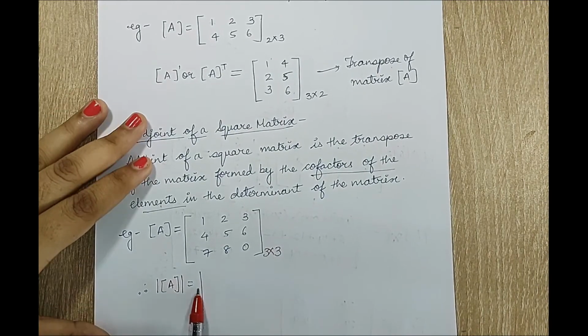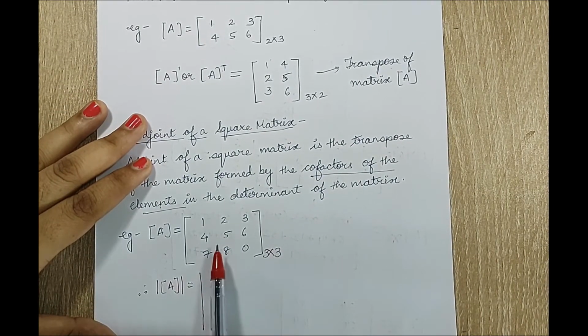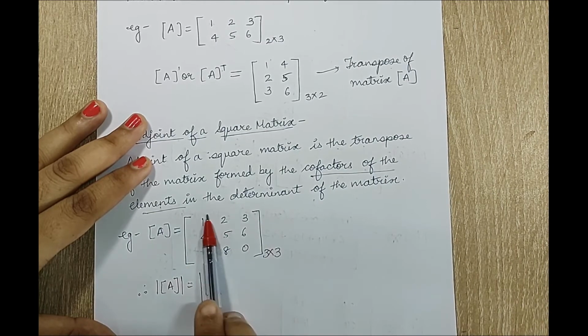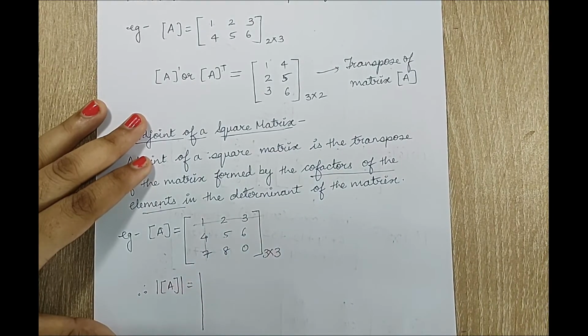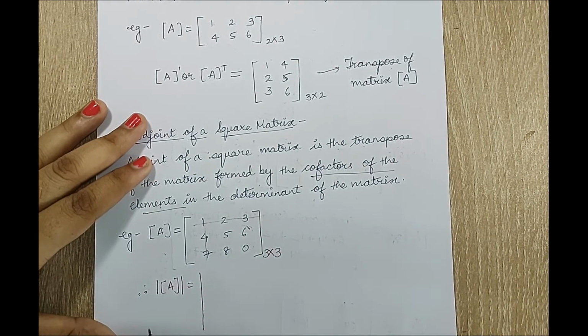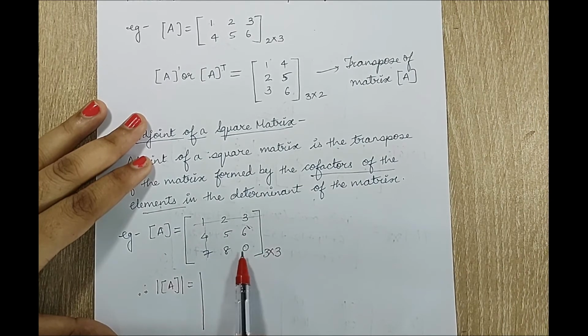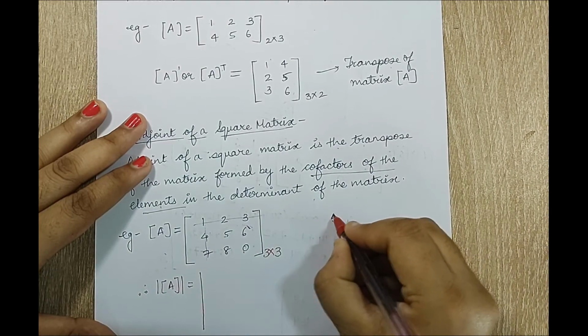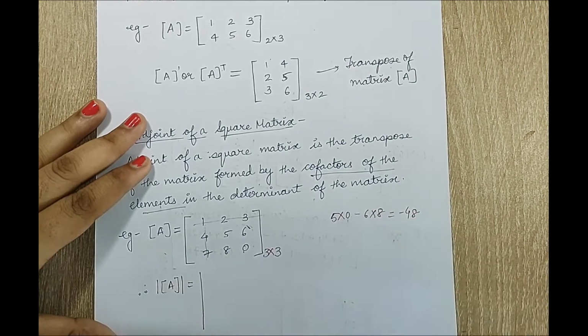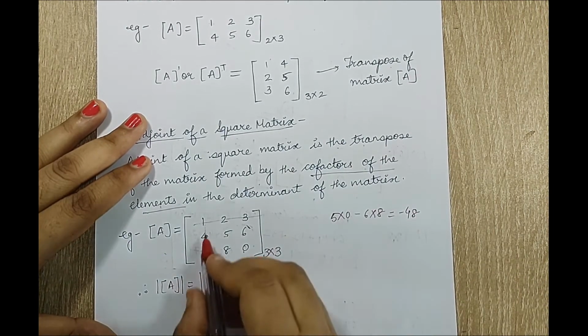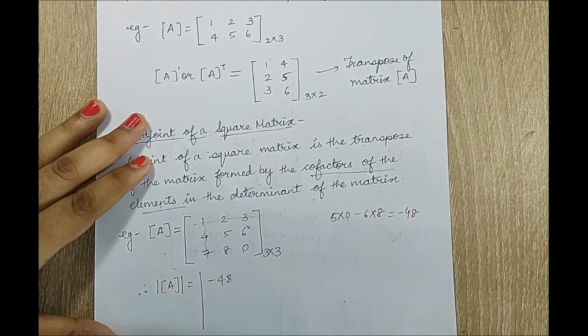For finding this, I'll have to do a very simple calculation. Suppose I am calculating the cofactor for the first element, 1. For that, first I'll have to forget the row and the column in which it is present. So if it is present in the first row, first column, forget it for some time. Now you can observe there are 4 more elements. Just simply multiply 5 into 0 minus 6 into 8, which is equal to minus 48. So this is the cofactor of the first element, which I am going to write over here.